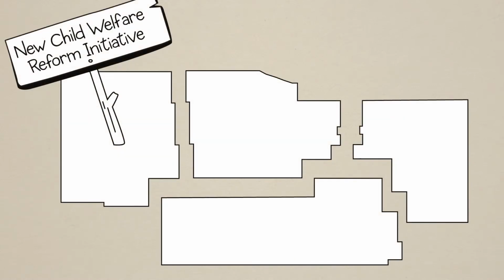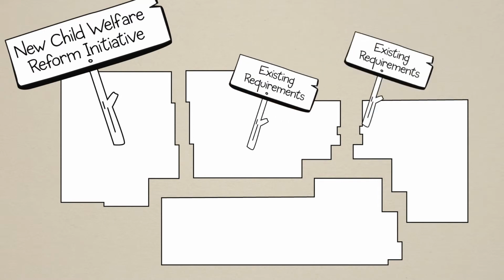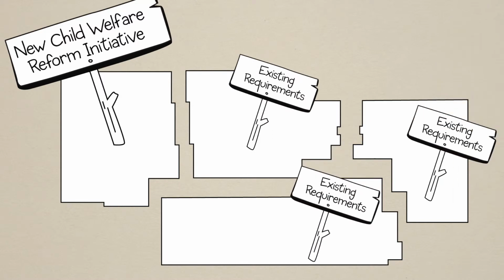So a situation in which a comparison site design might work could involve a county that is experimenting with a new child welfare reform initiative, like a new caseworker visit policy, while counties in the rest of the state continue to operate under their existing requirements.